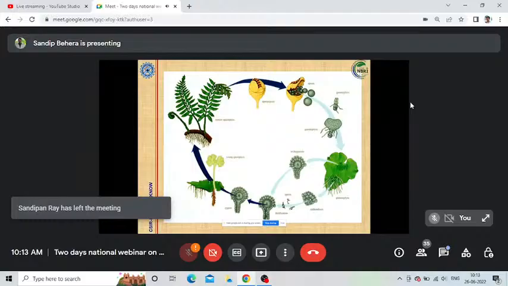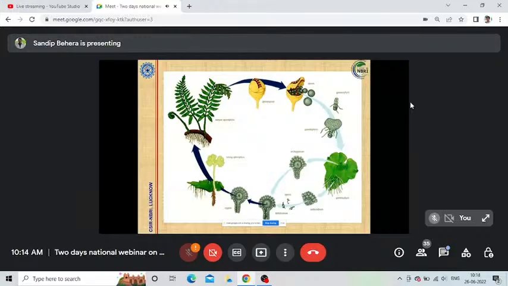Then when the antheridia mature, they dehisce, and the sperms are released and they fertilize the archegonia, and then a young sporophyte is developed, and then it becomes a complete plant. This is in the case of homosporous ferns.